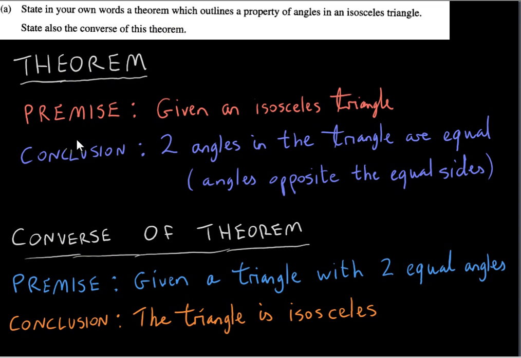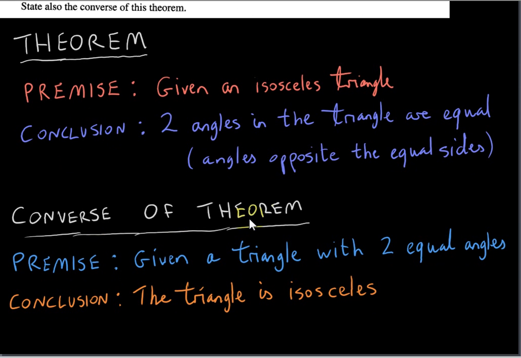So both of these are true. This theorem about isosceles triangles is true, and the converse of it is also true. We're not asked to prove these. So let's be clear again about the converse of this theorem. So the premise is that we have a triangle with two equal angles. So imagine a triangle. We know nothing about the sides, but we do know that two angles are the same.